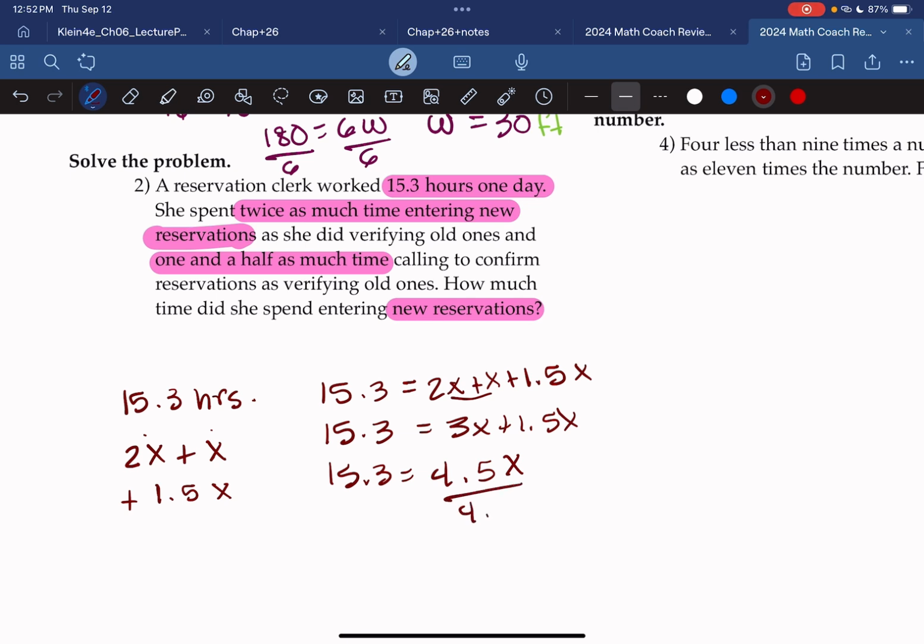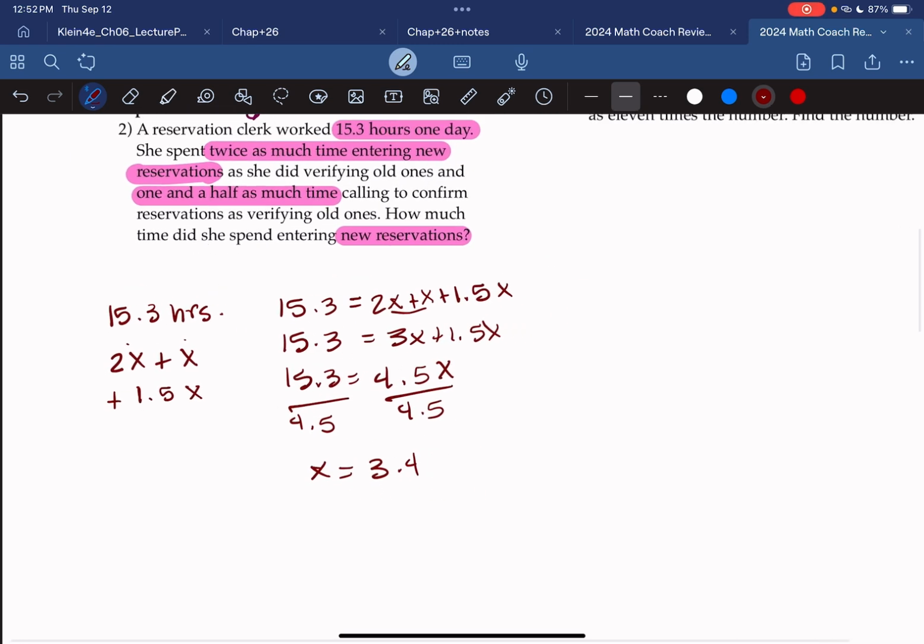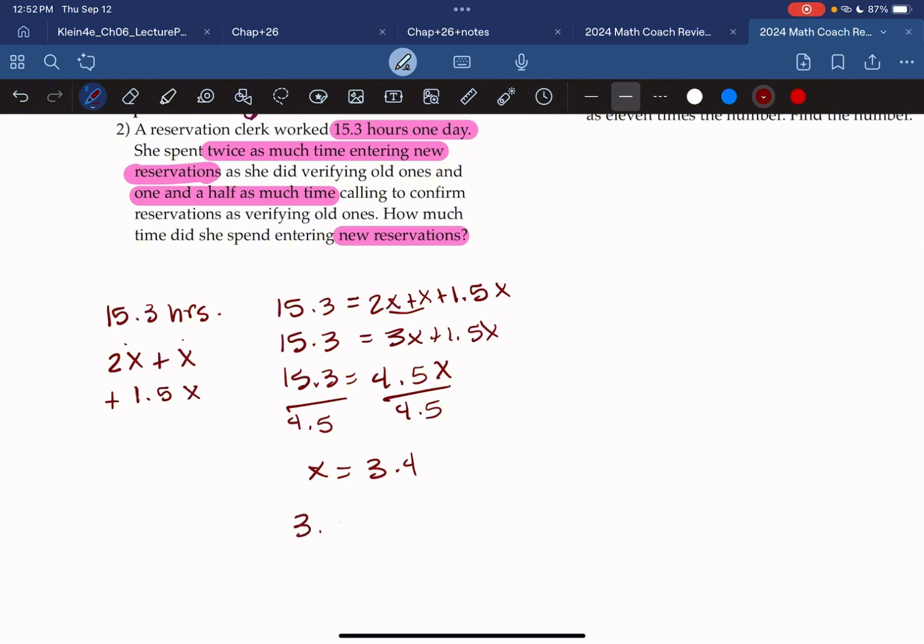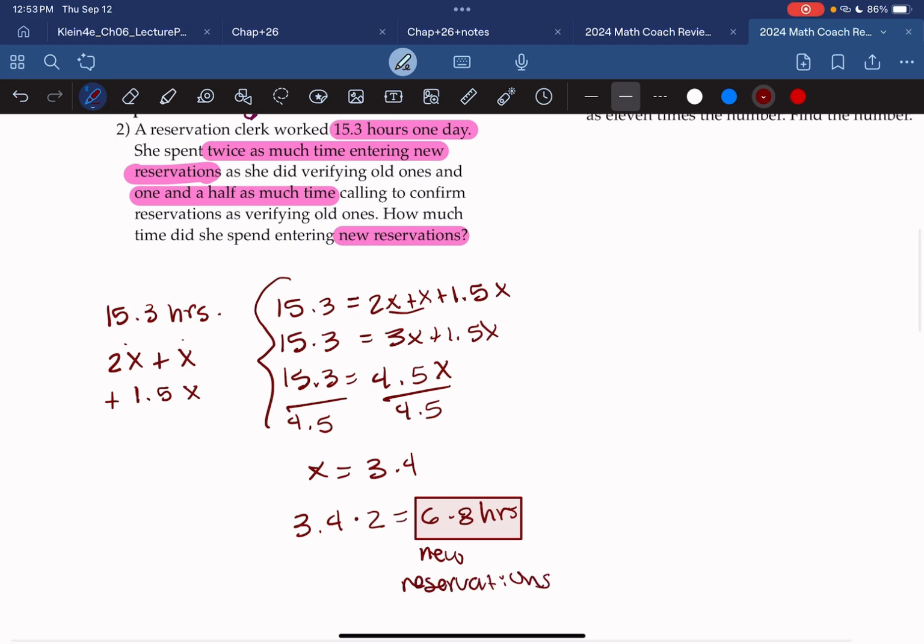Now we divide by 4.5, and x is going to equal 3.4, but we're not done yet. We have to multiply it by 2. So 3.4 times 2 equals 6.8 hours. Don't forget your units. This is the time that she spent on entering new reservations, because 15.3 is the total time that she spent doing all these different things, but this is the time that she spent on new reservations. That's our answer for number 2.